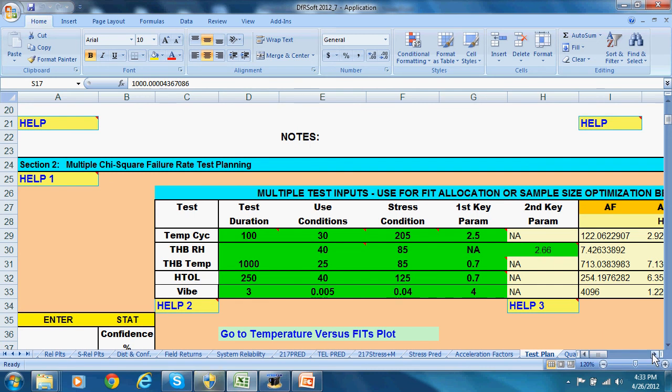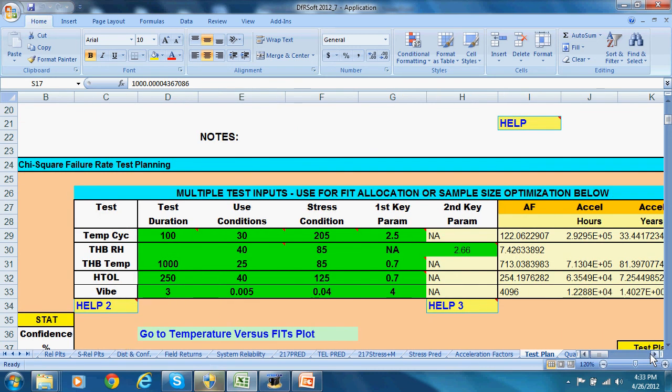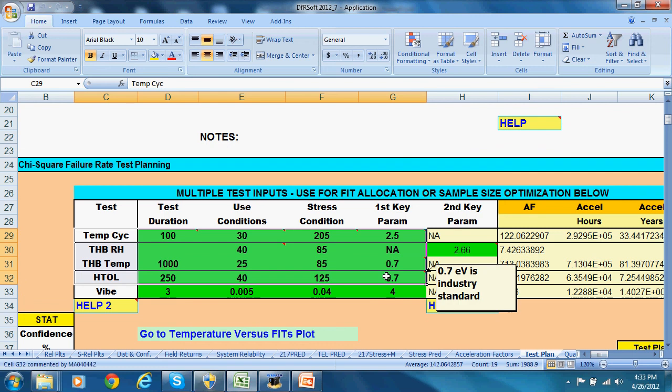Typically in accelerated testing, the key tests that we are doing are temperature cycle, temperature humidity bias, and H2O. For those three tests, we can combine and come up with what we are achieving for the total test in terms of our failure rate or MTBF.